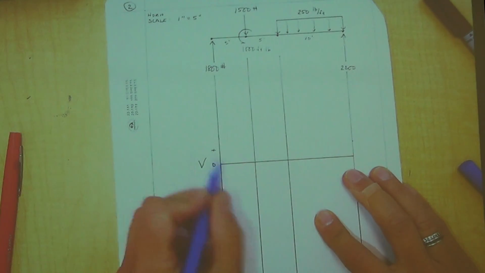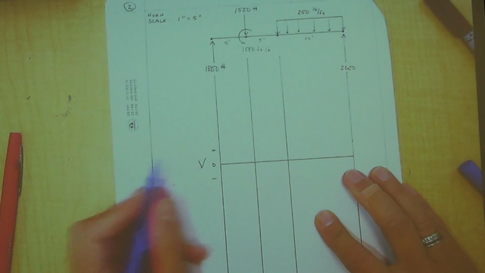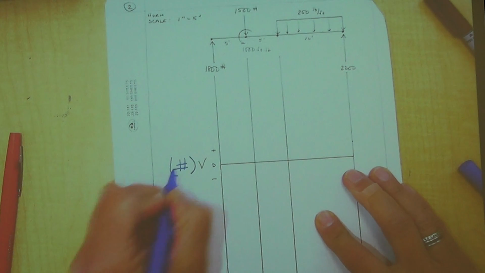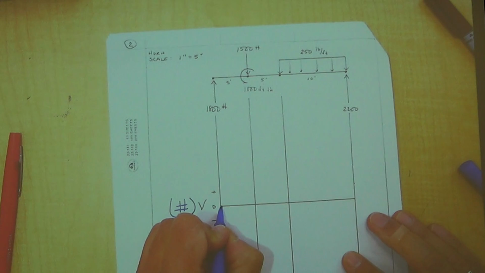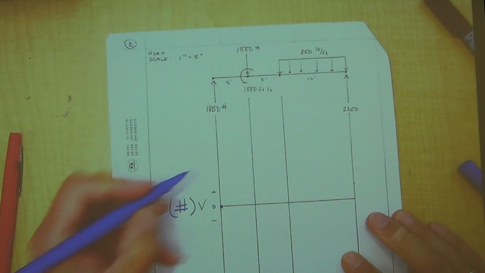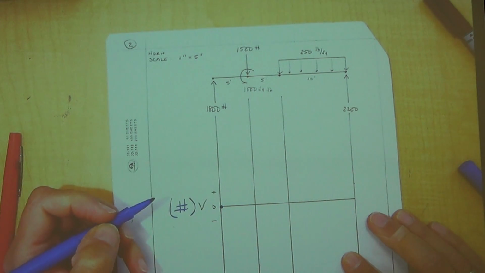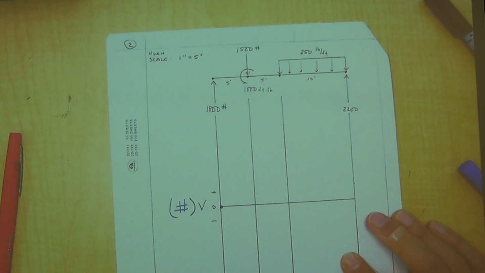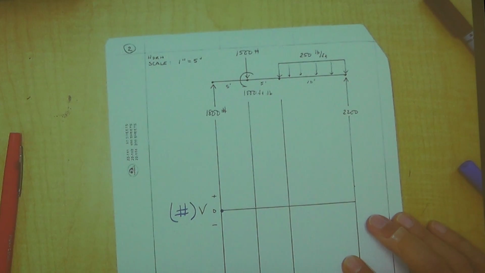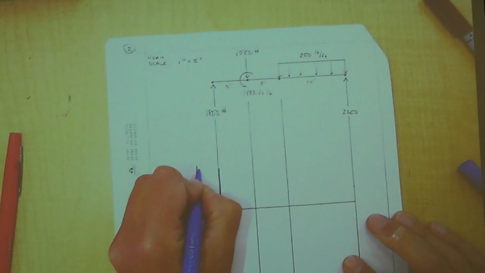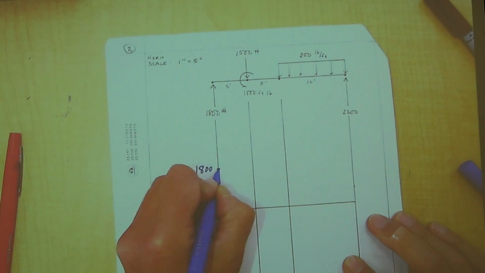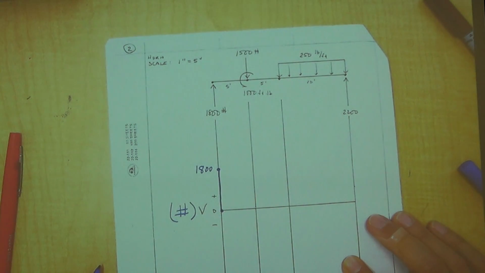Okay, what do I need to put here? Shear. Units. Okay, Kyle, we're up to you. What happens first? It goes up to 1800. Well, I rotated them. It goes up to 1800. It originally was the second problem, but then I decided it should be the third.